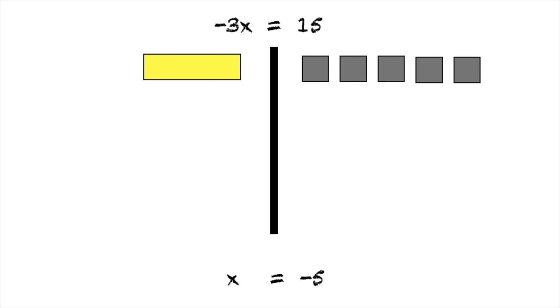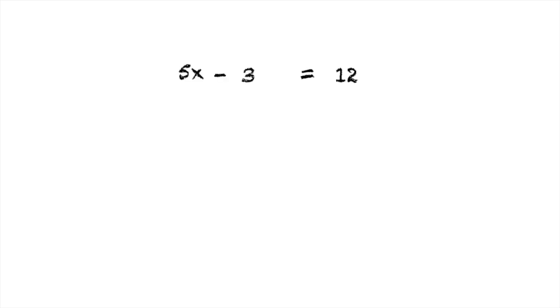We can do more examples, including those with x on the right. This time, I'll leave you with these equations to work on: 5x minus 3 is equal to 12, and negative 2 plus 8x is equal to 38.